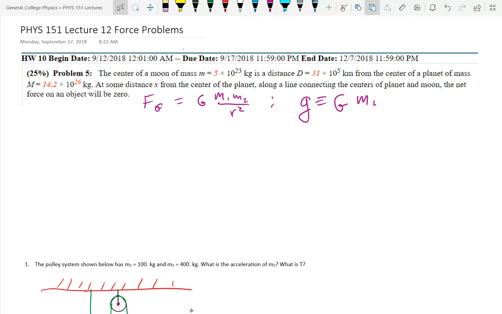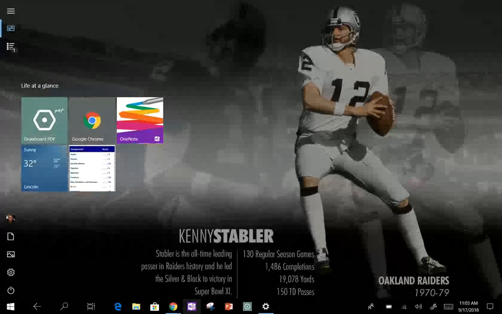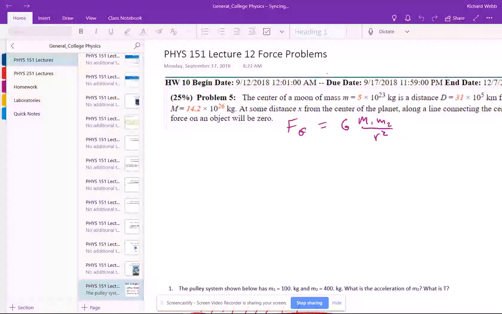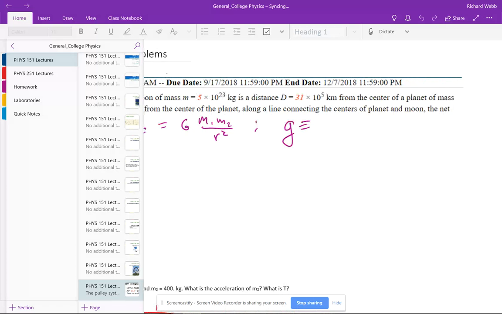Okay, for some reason, it stopped writing. Okay, it just crashed. Excellent. By the way, I'm doing this in OneNote today, so if you have, you can follow along and see everything I'm writing on OneNote.